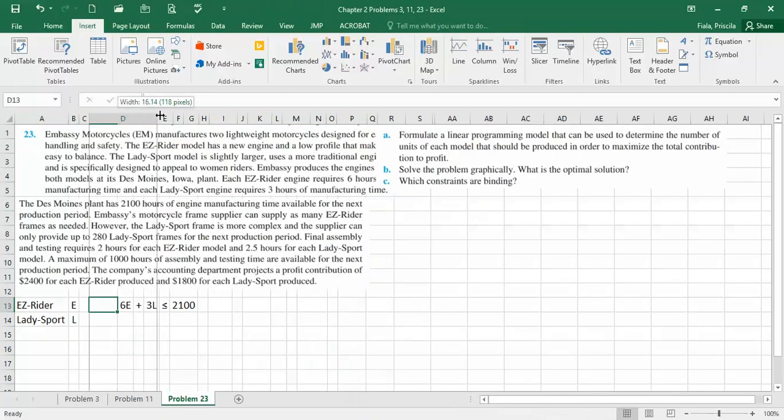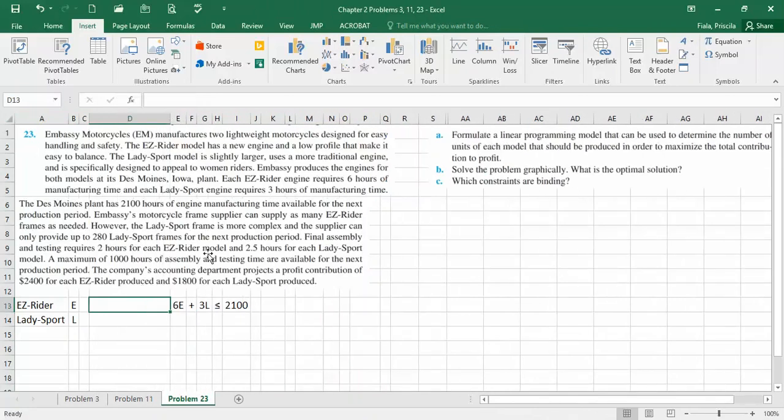So we can label them. And then, you remember, the first constraint, or we can say C1, is manufacturing time. Manufacturing time. Okay.